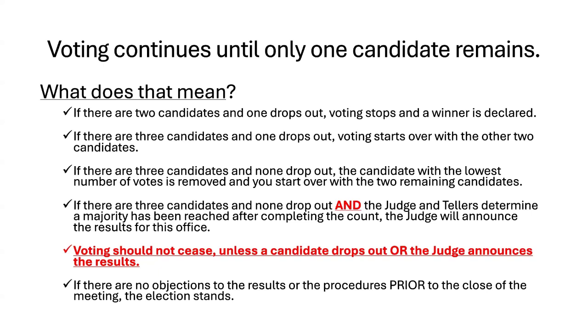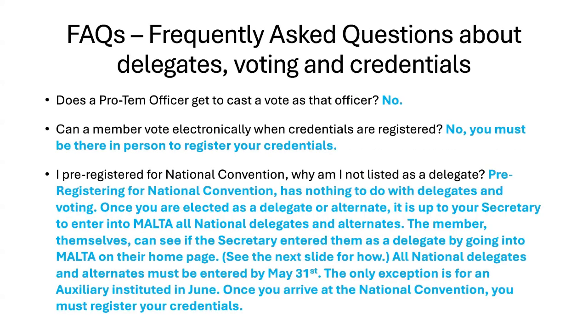If there are three candidates and none drop out, and the judge and tellers determine a majority has been reached after completing the count, the judge will announce the results for this office. Voting should not cease unless a candidate drops out or the judge announces the result. If there are no objections to the results or the procedures prior to the close of the meeting, the election stands. So here are some frequently asked questions about delegates, voting, and credentials.